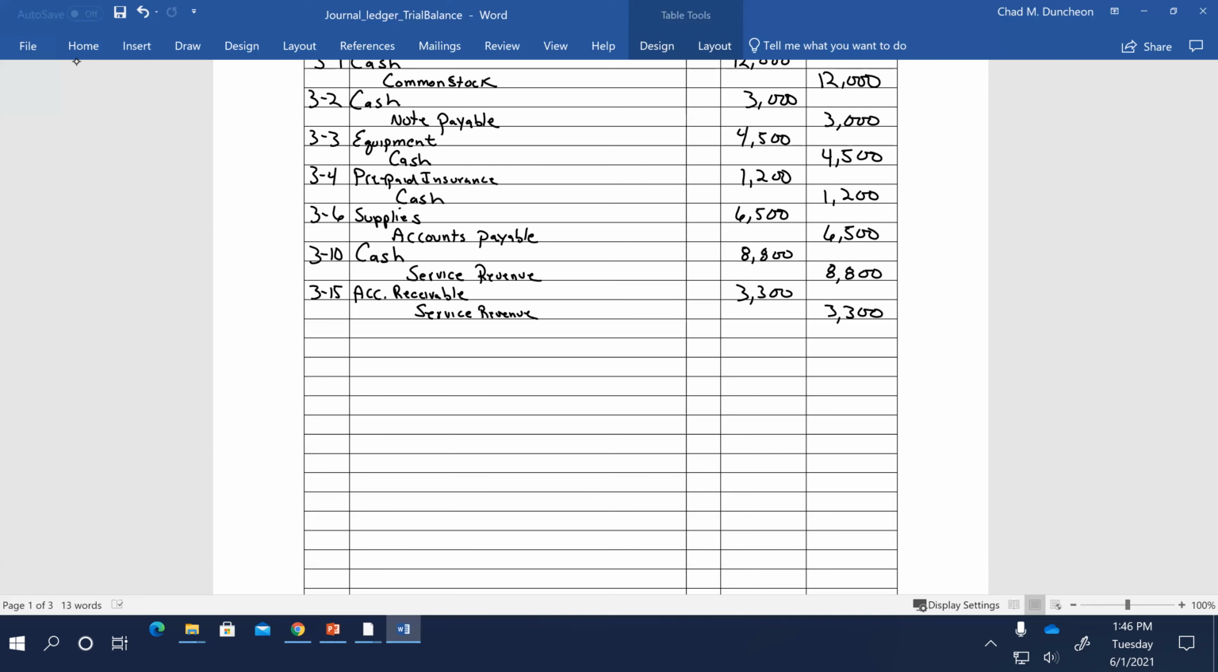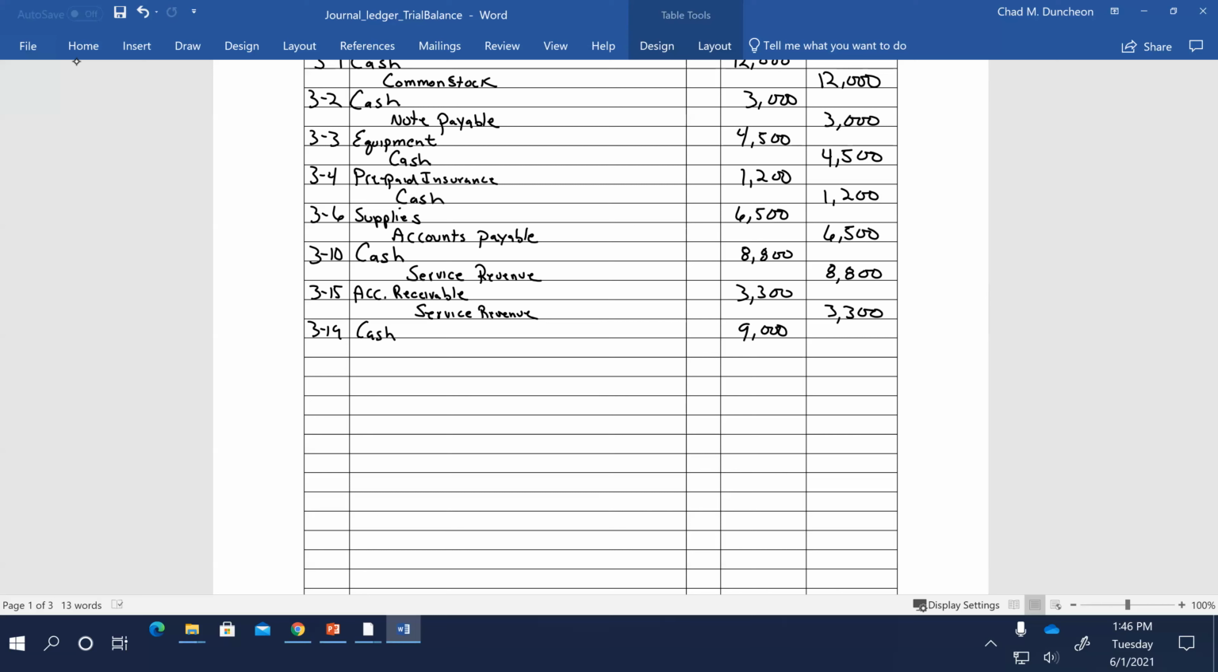On March 19th, we received $9,000 from Metropolis News for advertising to be completed in the next 3 months. So here we got to perform a service. We receive cash, so we know that our cash is going up. So I'm going to go ahead and write that on. Cash is an asset. We received $9,000 in cash. But we have not performed any services yet. We are supposed to do them in the future.